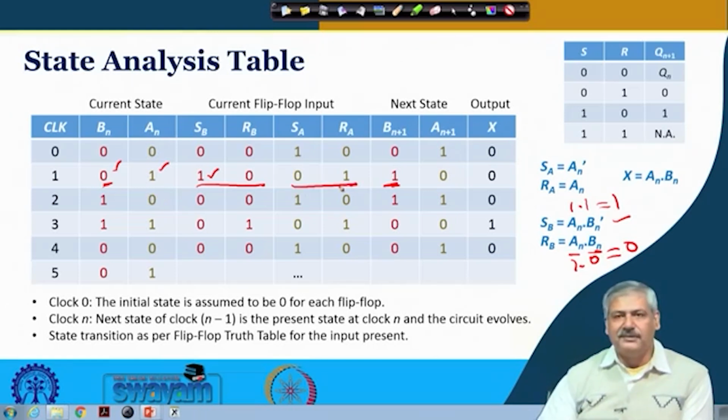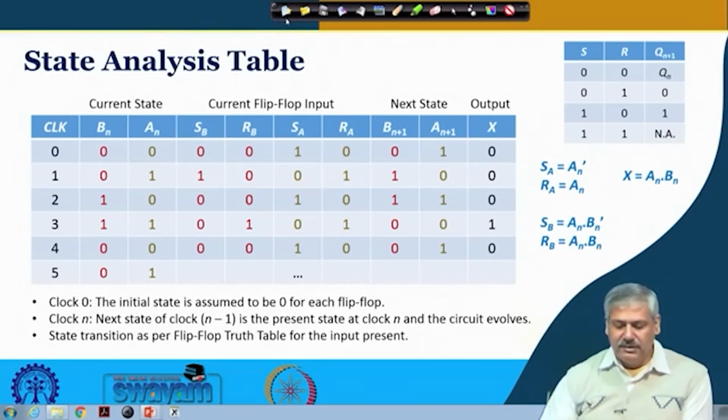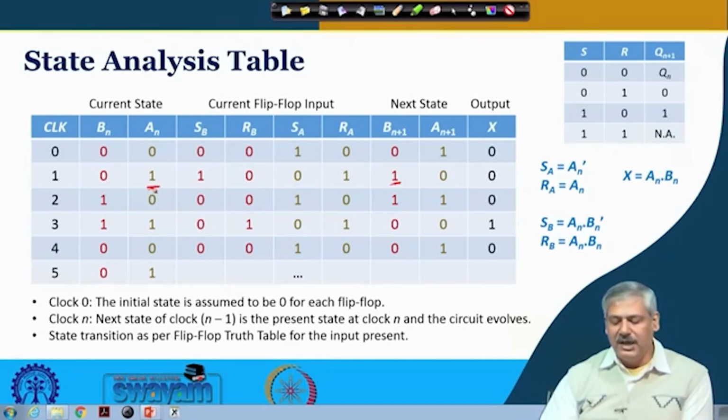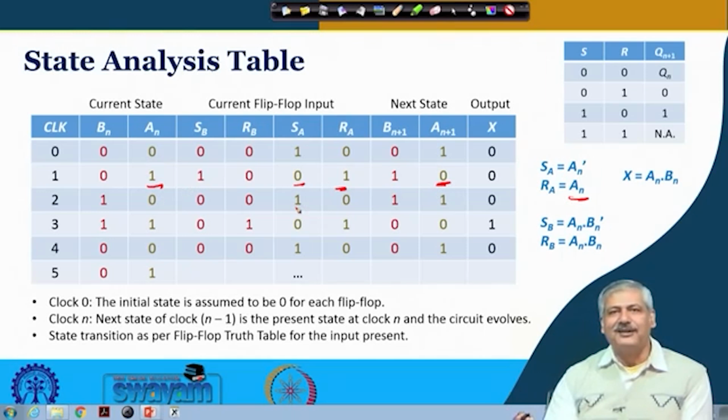What about An? Now, we look at SA RA. SA is An bar and An is now 1. So SA becomes 0, because this is 1 and this is 1, because it is An. So, 0 1 means it will become 0. So, the next state when the clock trigger comes becomes 1 0 after the second clock trigger.